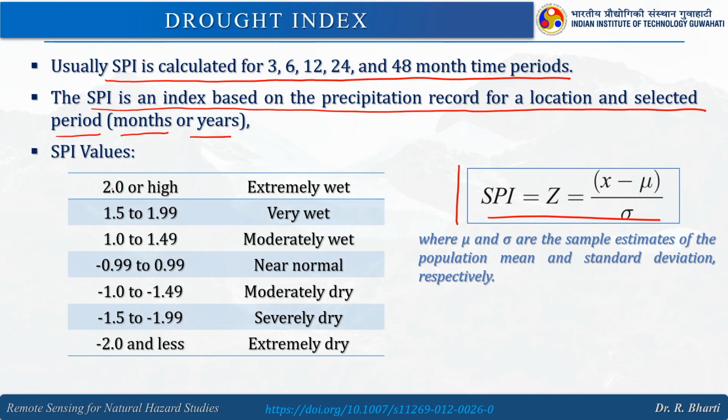SPI values range between +2 and -2. Here you can see that 2 or higher indicates extremely wet, and -2 or less indicates extremely dry. If we are getting this situation, this is the extreme period of drought. So from here onwards you will have the drought condition.